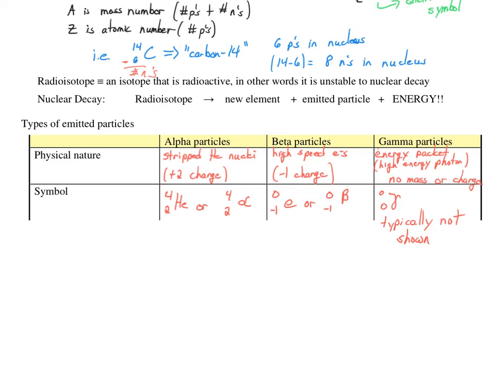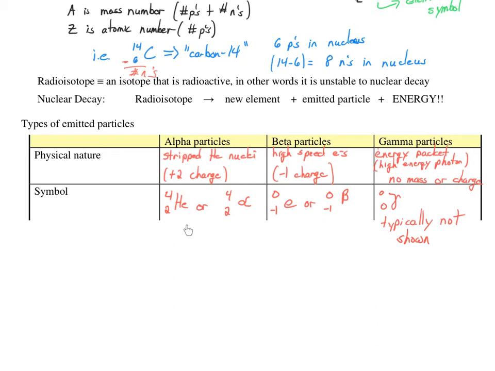We have 3 different types of particles we're most concerned with. The first is alpha particles. Alpha particles are essentially stripped helium nuclei, helium atoms that have their 2 electrons taken away. So 2 electrons lost means it has a net plus 2 charge. High-speed electrons are beta particles. They have a minus 1 charge. And gamma particles are typically not shown. They can easily be viewed as high energy packets, simply energy packets that have no associated mass or charge.